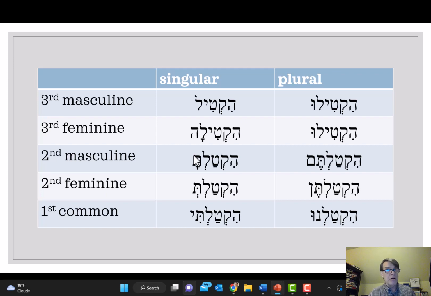I did come up with a song to the tune of Jesus Saves. Katal, katala, katalta, katalt. Katal, katala, katalta, katalt, katalti, katalu, kataltem, katalten, katalu, kataltem, katalten, katalnu. I don't know if that song's helpful to you. It's not helpful to me, but hey, I gave you a song.